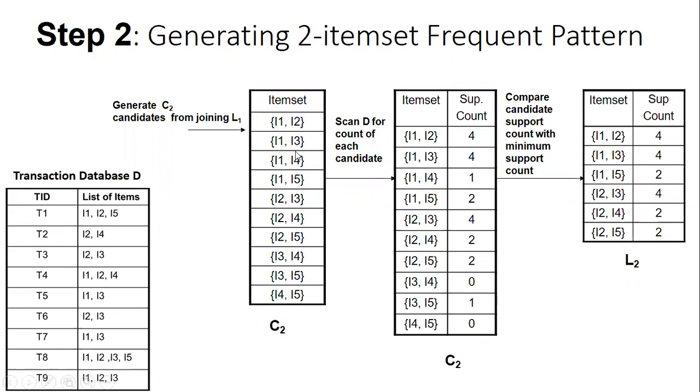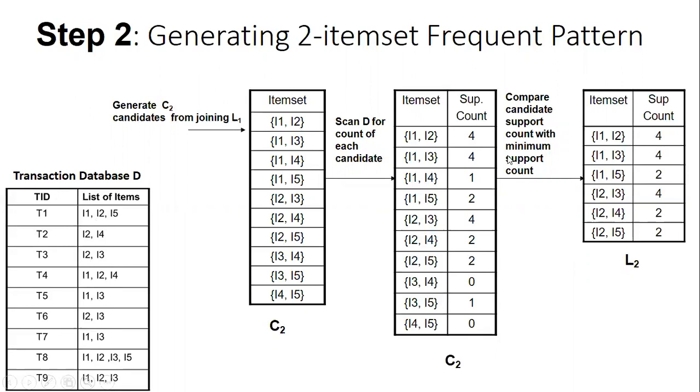Now we have to scan the database and count the occurrences of how many times I1 and I2 are purchased together. So I1 and I2 here: 1, 2, 3, 4, 4 times. So we have taken the support count of each candidate two item set. Now next we have to find the frequent item set, that is L2, the frequent two item set.